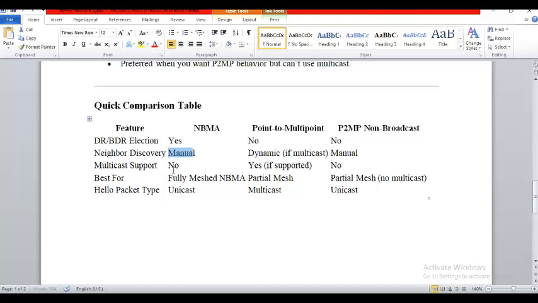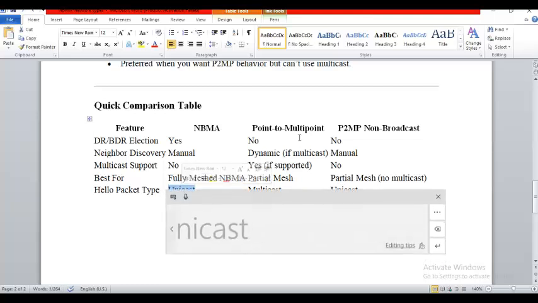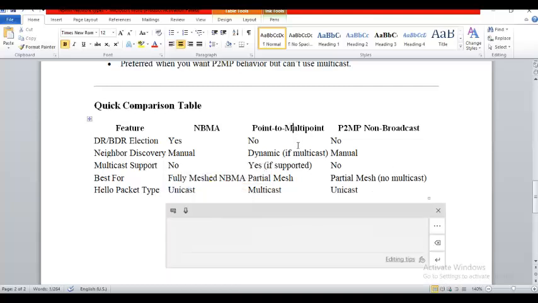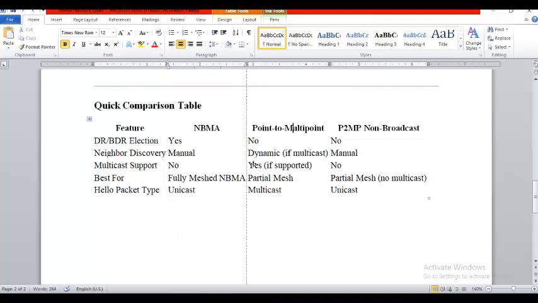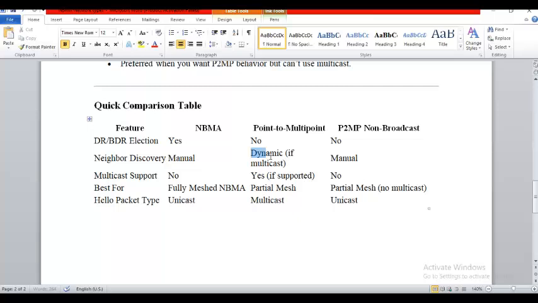The second one, point to multipoint. Neighbors are dynamically discovered. No DR BDR election. And multicast is supported, so neighbors are dynamically discovered. That's how it happens. Partial mesh. Hello packets are sent using multicast.